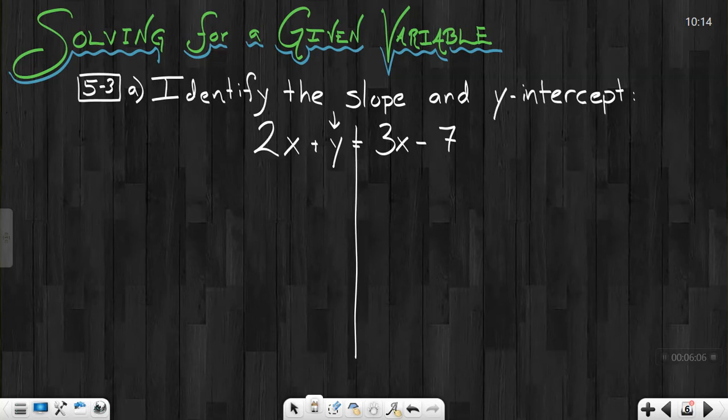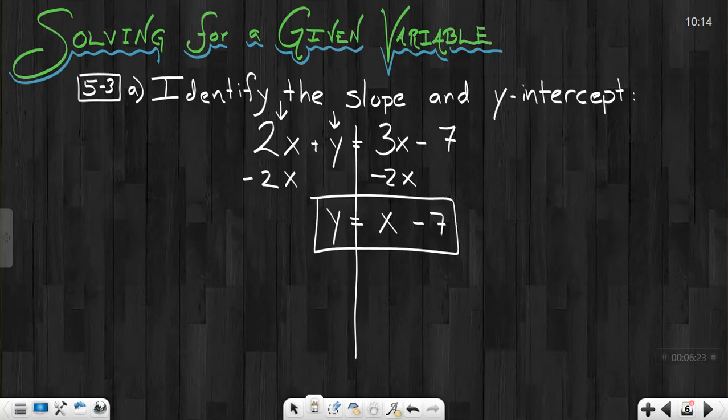I want to get rid of what's on that left side that's not a y term. That means my 2x term has to go. How do I get rid of a positive 2x? Well, I do the opposite. I subtract 2x from each side. That gives me y equals 3x minus 2x is x, and I didn't touch the minus 7.